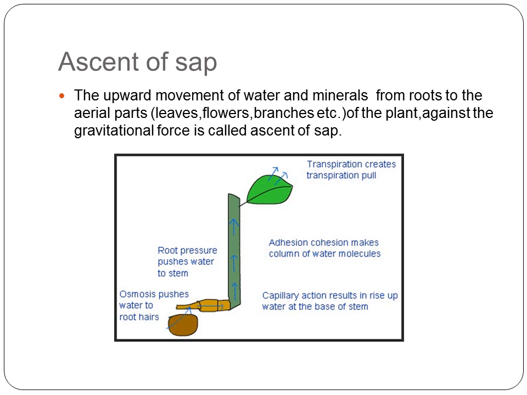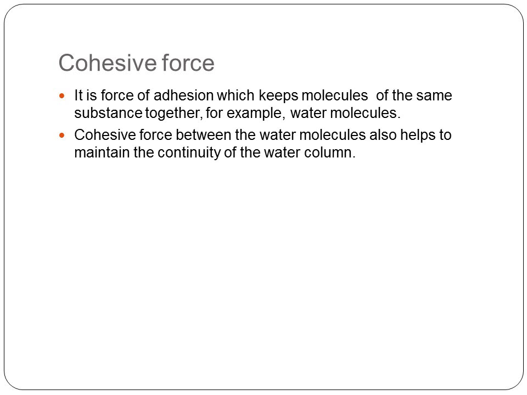So now we will move on to what is a cohesive force. It is the force of attraction which keeps the molecules of the same substance together, for example water molecules. I have told you that in a stream of water, the cohesive force between the water molecules helps to send the water up to the plant stems and leaves. Cohesive force between the water molecules also helps to maintain the continuity of the water column. I think till now I have broken it into different parts and it is very clear to you all. Now let us see what is there in the next slide.